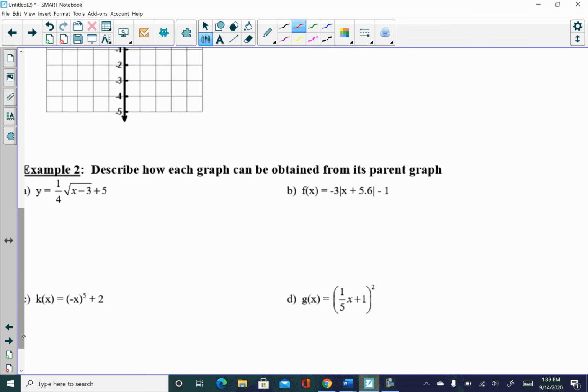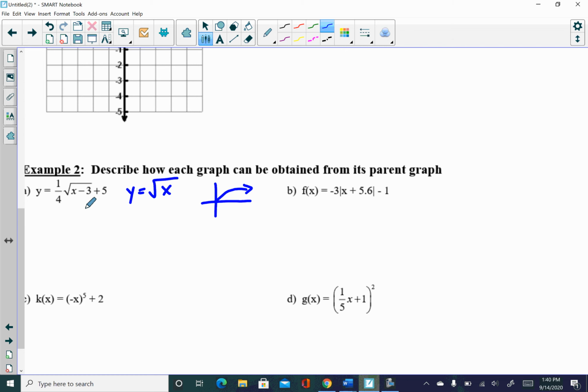All right, I'm going to scoot on down here to example 2. It says to describe how each graph can be obtained from its parent function. So I'll look at letter A here with you. In letter A, we have y equals 1/4 square root of x minus 3, plus 5. So your parent function here would just be y equals the square root of x. We're trying to figure out what they did to that graph with all of this: subtracting 3, multiplying by 1/4, and adding 5, okay?